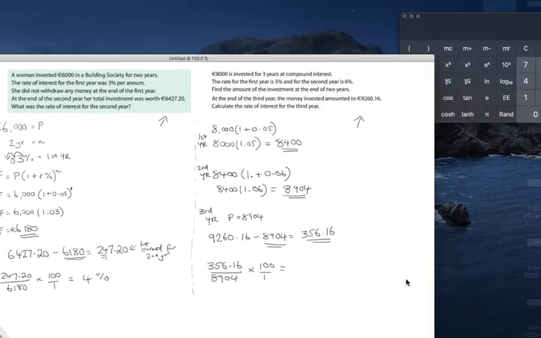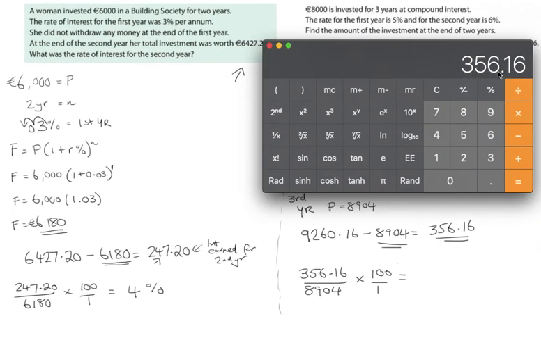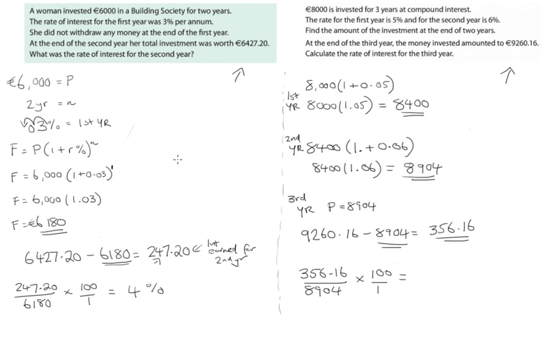So let's use the calculator. We already have the interest up here, so we just divide it by 8,904, and that'll give us 0.04, and we multiply that by 100, and that gives us 4, so that's 4%. So the answer is 4%. In the third year, the interest given was 4%, and that's how we do that sum.